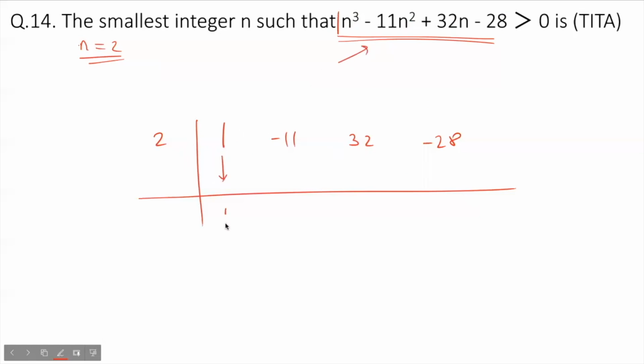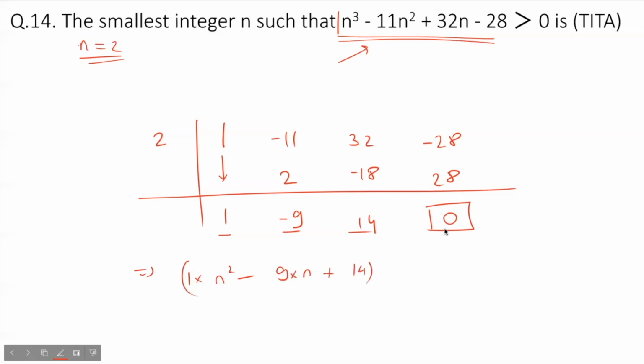So we take 1, then 1 into 2 is 2, minus 11 plus 2 is minus 9, minus 9 into 2 is minus 18, 32 minus 18 is 14, 14 into 2 is 28, minus 28 plus 28 is 0. So from here, we can check out the other factors of this particular equation. We have 1 into n square minus 9 into n plus 14, the constant term, and the remainder is 0. So this equation can be simply written as n minus 2, the divisor here, into n square minus 9n plus 14.